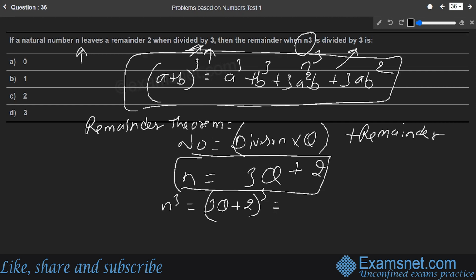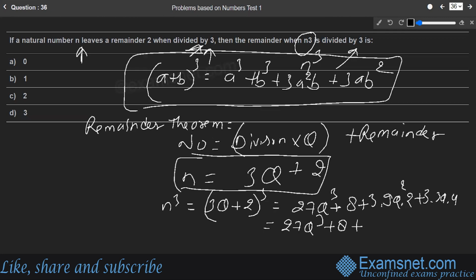So it's going to be a cube, that is 27q cube, plus b cube, that is 2 cube, that is 8, plus 3a square b, that is 3 into a square, 9q square, into b, which is 2, plus 3ab square, that is 3 into a value, 3q, into b square, which is 4. If we sum it up together, this becomes 27q cube plus 8, plus 27 into 2, 54q square, plus 3 into 3 is 9, into 4 is 36q.